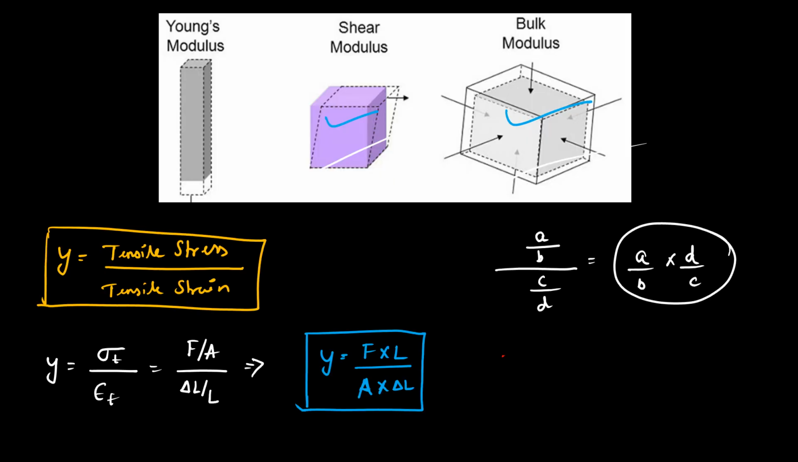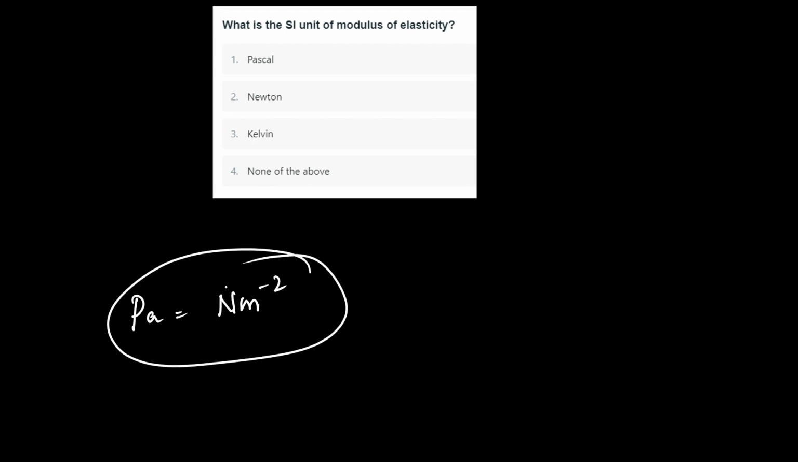Now I will start taking the questions. The first question: what is the SI unit of modulus of elasticity? It can be Pascal or Newton per meter square, both are one and the same. So the first one should be the right answer over here.